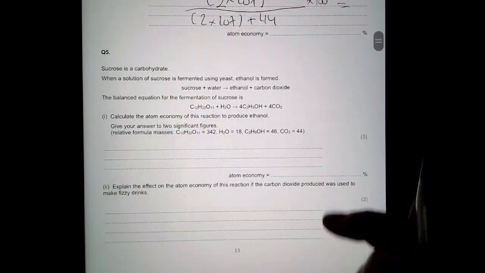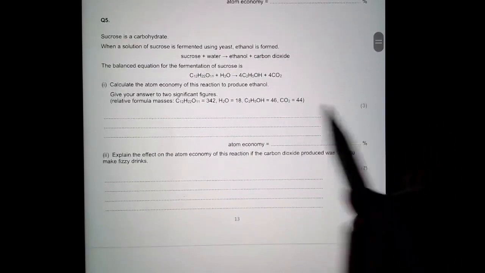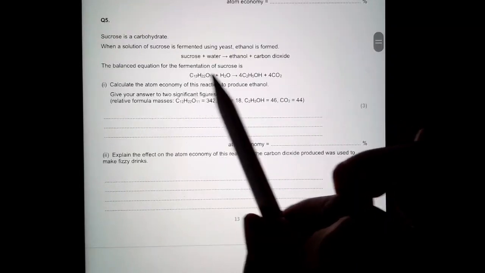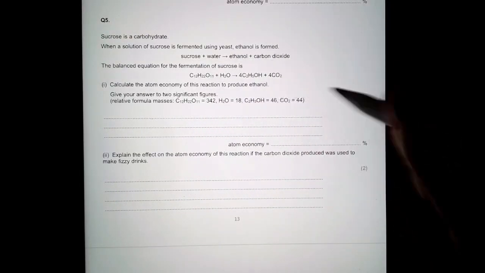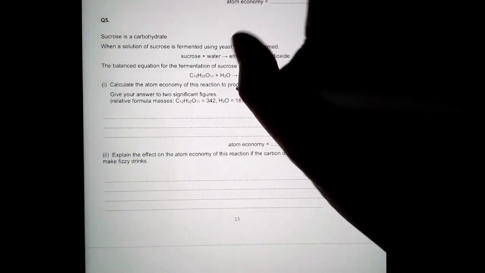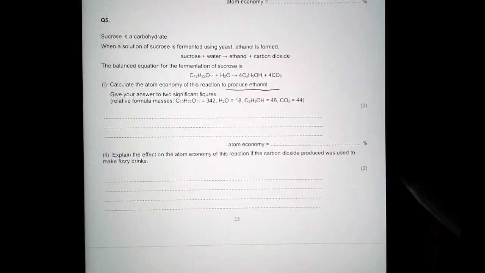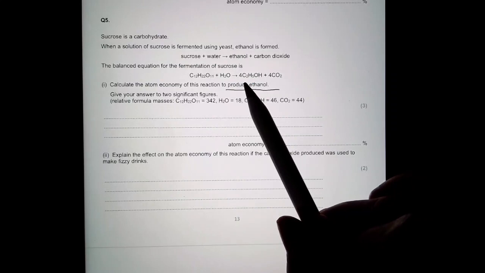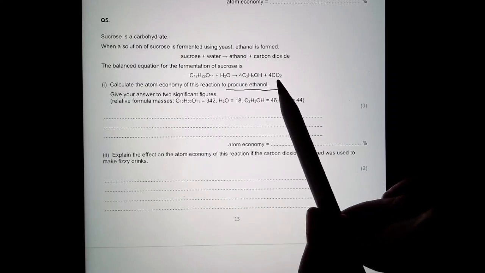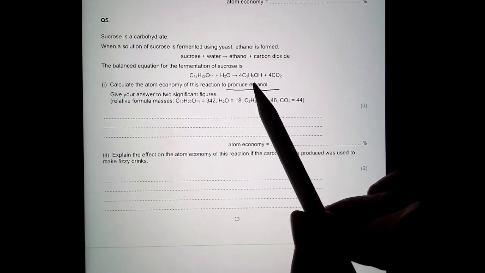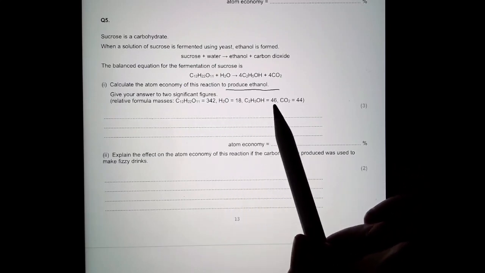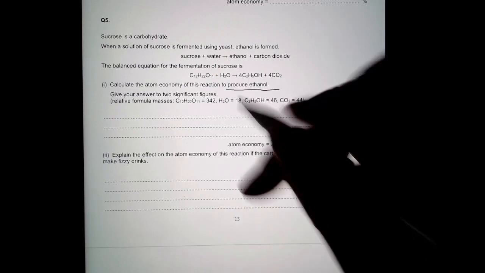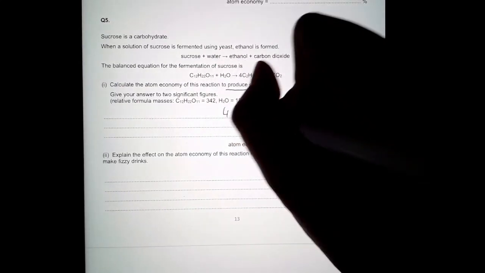The next one, something similar. So they're saying calculate to produce ethanol. They've given you this reaction, we've seen it already actually, and they're telling you that you want to produce ethanol, but during this reaction, again, you also make carbon dioxide. So the product I want is ethanol. They tell me the formula mass of ethanol down here is 46.